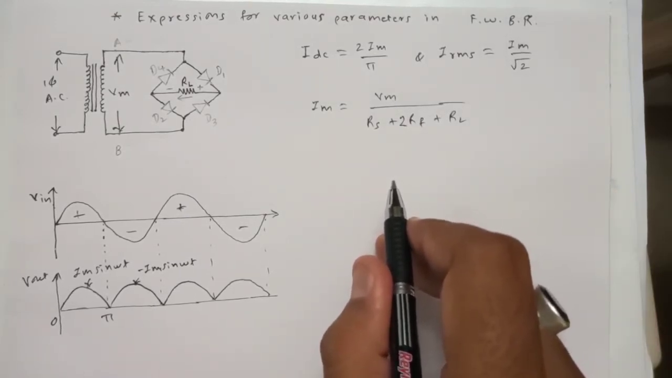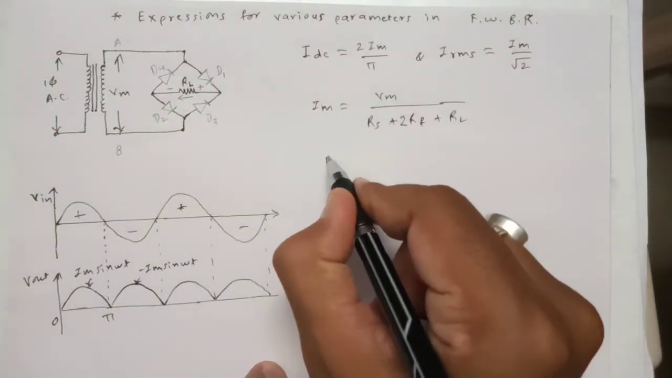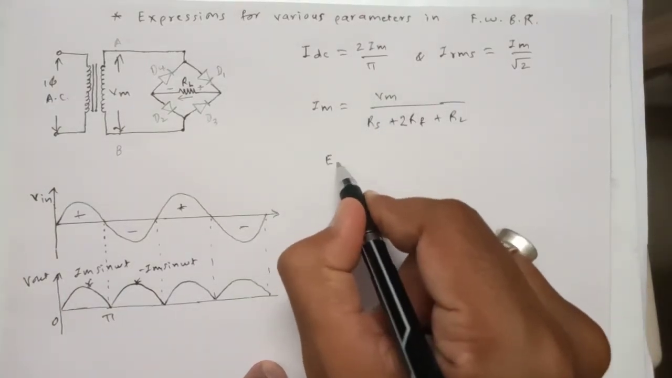Remaining all equations can also be derived based on this, like we can derive the equation for the average DC load voltage which is given by EDC.